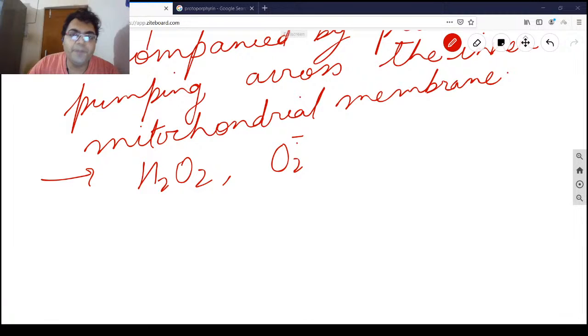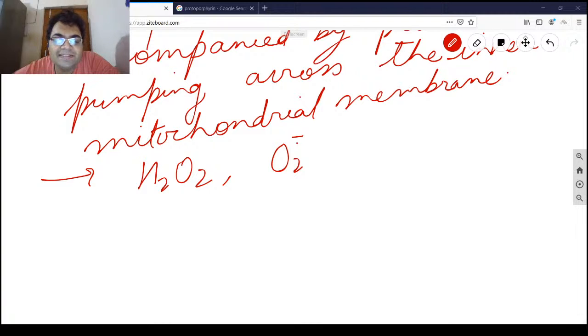There are very few individuals who have point mutations in complex 2, near the heme B or the ubiquinone binding site. They suffer from a disease known as hereditary paraganglioma. This characterizes benign tumors of the head and neck, commonly in the carotid body, which I'll be talking about later in the respiratory tract chapter. That is responsible for sensing the O2 level in the body.